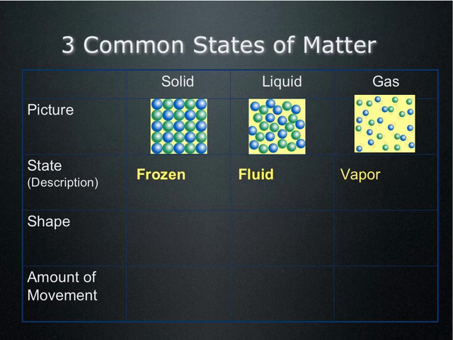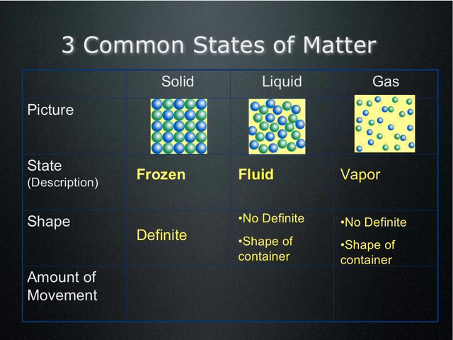Shape. What can you tell me about the shape of solids? We're looking for one of two words here. Yusuf? Definite. Has a definite shape. How about liquids? Ryan? Definite. Or it takes the shape of its container. Yes, no definite shape. It takes the shape of whatever container it's put in. And gases, Victoria? Not definite. Yes, no definite shape either.